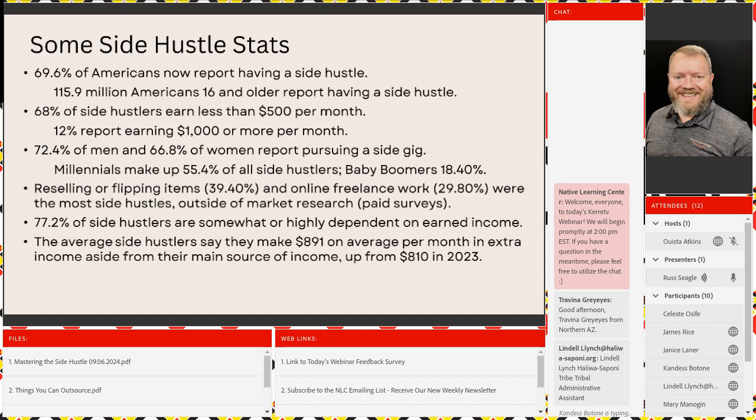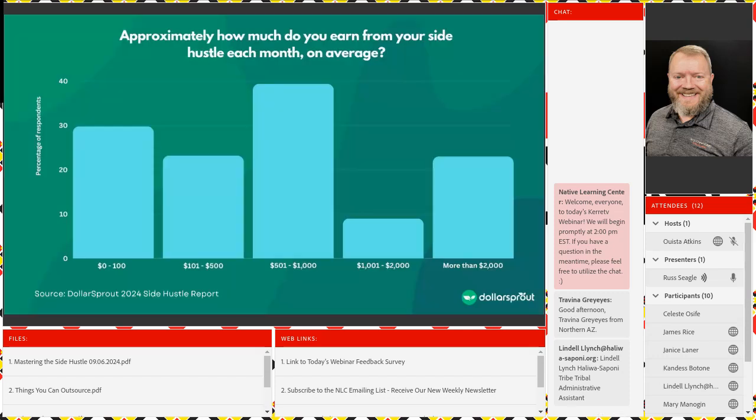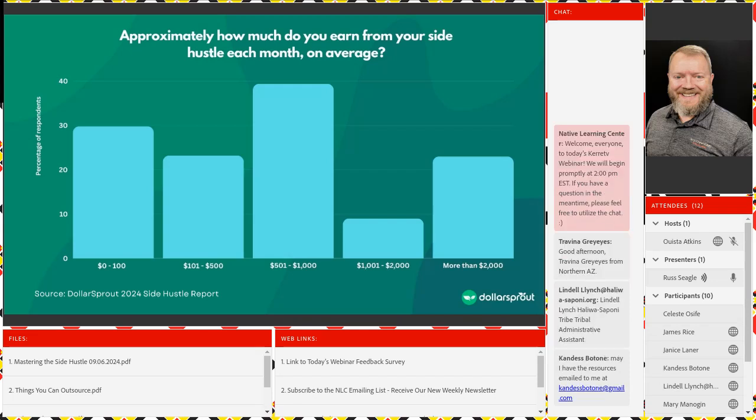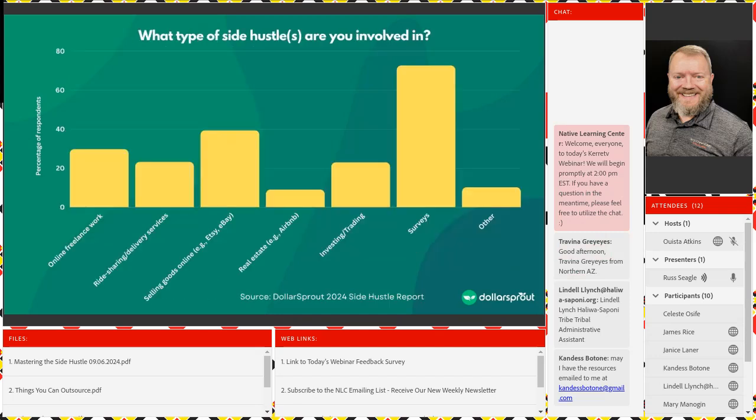So how much are people making? Well, you can see right here that $891 is right there in the middle. Fewer people making $1,000 or more. You got a few folks who are making more than $2,000, and that's good. But why? I think we can tie it to this graphic. Online freelance work is about 30%. Ride sharing and delivery service.